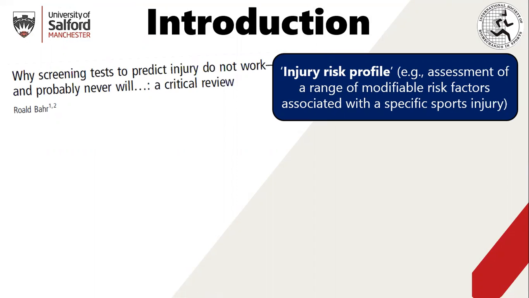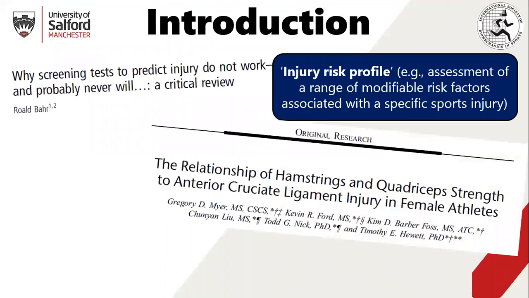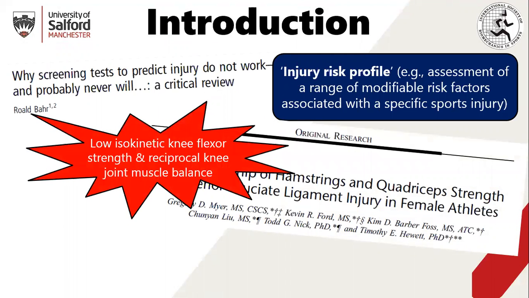For example, an assessment of a range of modifiable risk factors associated with a specific sports injury to identify deficits with athletes to target in training. Low isokinetic knee flexor strength and reciprocal knee joint muscle balance are two such factors that have been associated with non-contact anterior cruciate ligament injury in female athletes, suggesting the use of isokinetic assessment when injury risk profiling female athletes. Generating normative isokinetic strength data is important, therefore, in order to identify deficits in players during injury profiling.